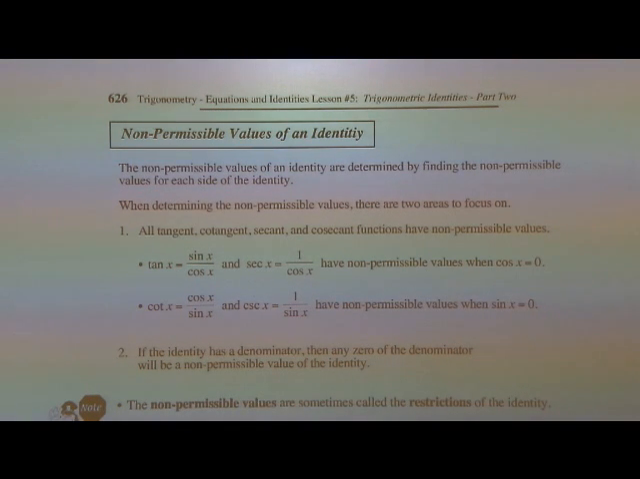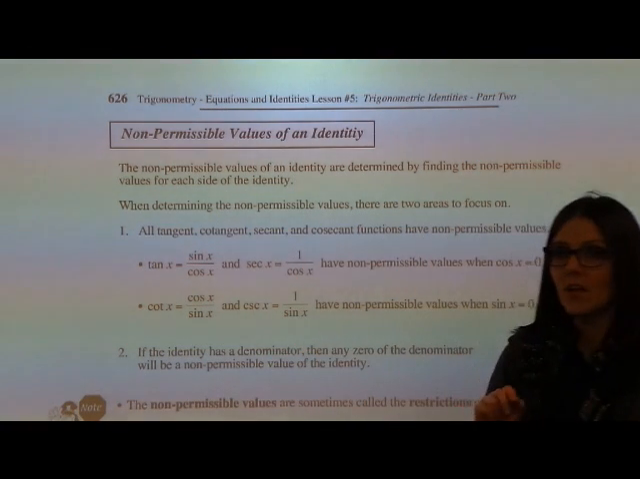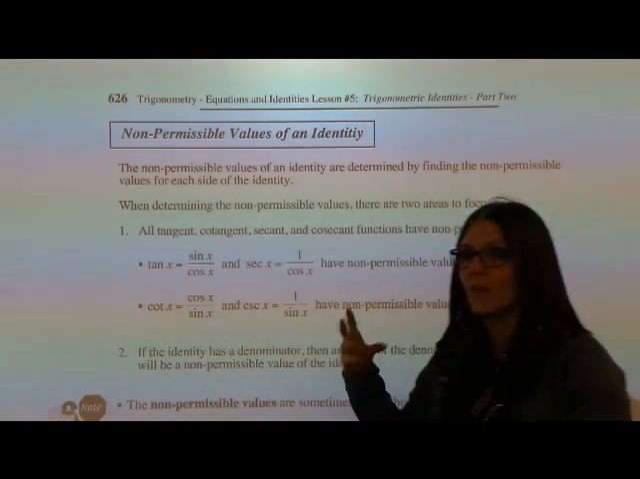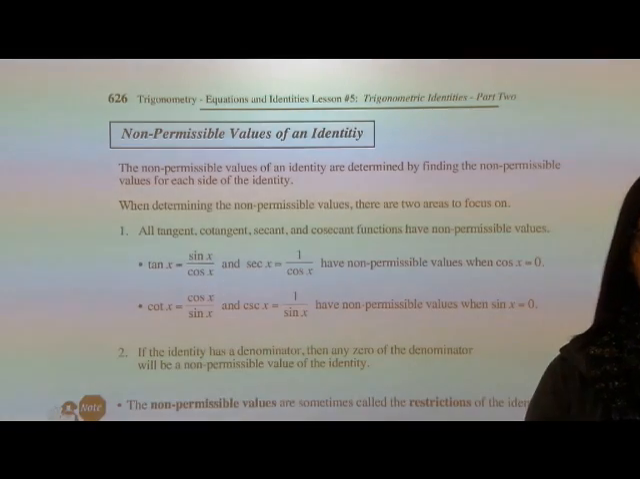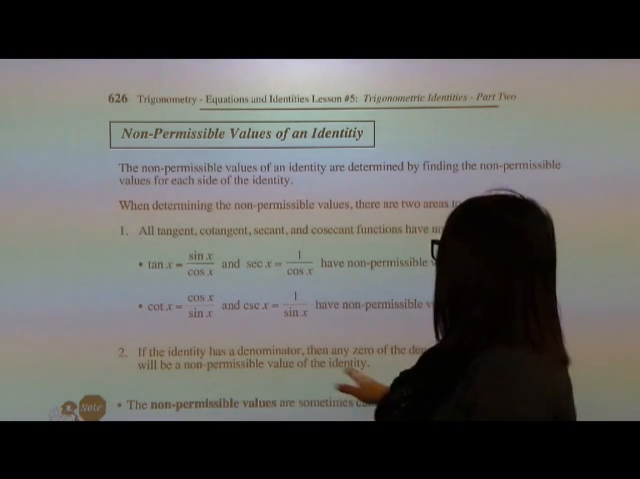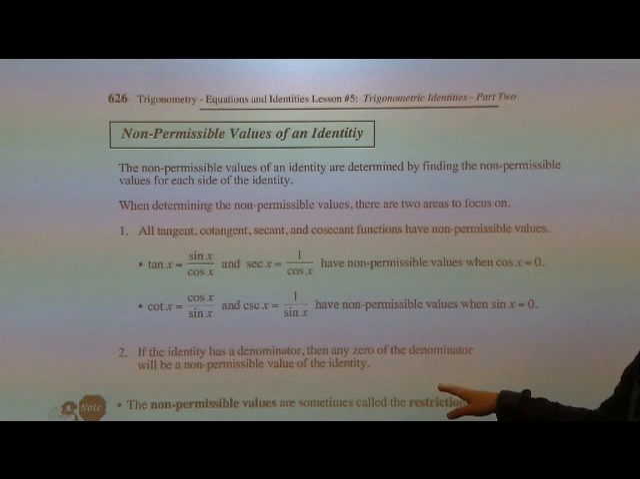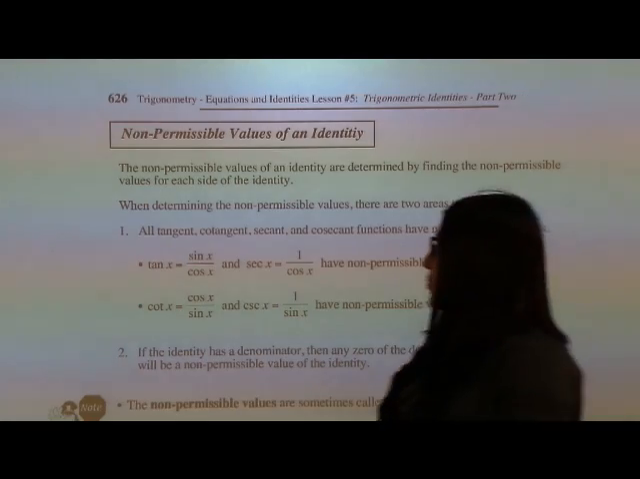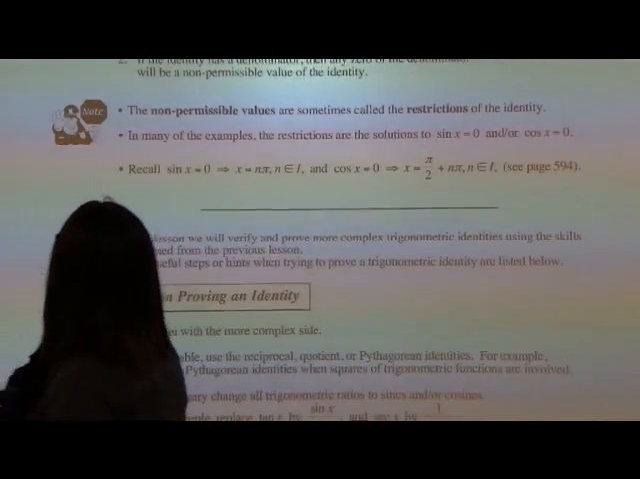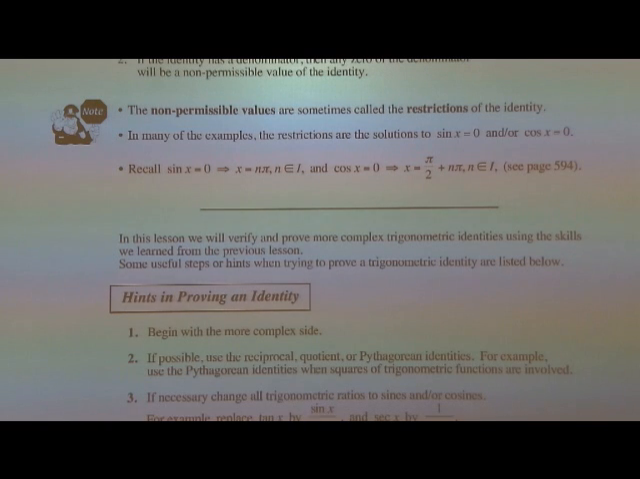So that's the first thing: whenever you see your reciprocal trig functions and tan, you're going to have a non-permissible value because within that secant, I have a denominator. Within cotangent, there is a denominator when I look at its equivalent form. And then if there is a denominator anywhere else in the identity, there would also be another non-permissible value. Non-permissible values can also be called restrictions. In many of the examples, the restrictions are your solutions for sine equaling 0 or cos x equaling 0.